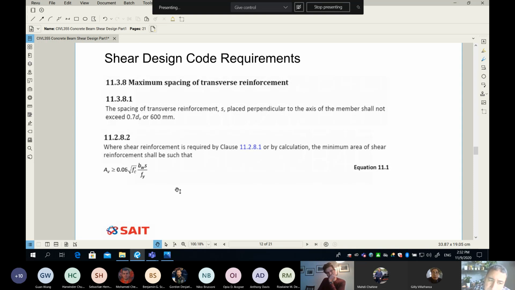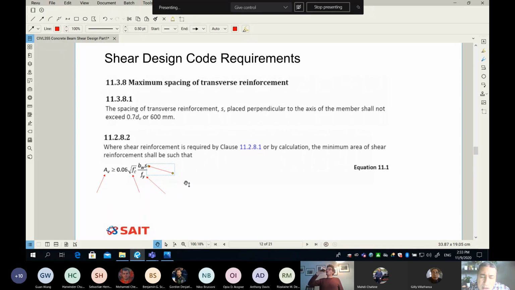Okay, now probably before we leave this equation here, you guys know what is A sub V? A sub V is simply the area of the bar multiplied by how many legs. If you guys remember, if I have 10M and I have two legs, this number is 200. So this number must be more than 0.06 times that. And all of us, we know what is f prime c? We know what is f sub y? Those are the steel and concrete strength. And then what is s? s is the spacing between the stirrup.